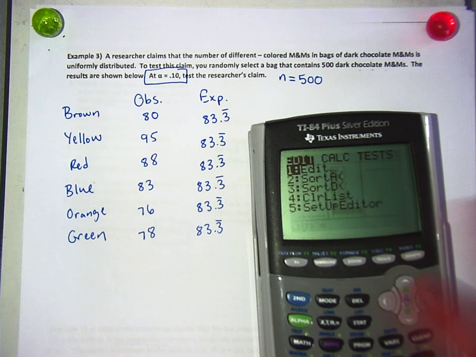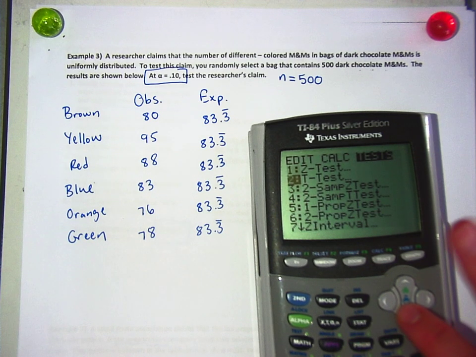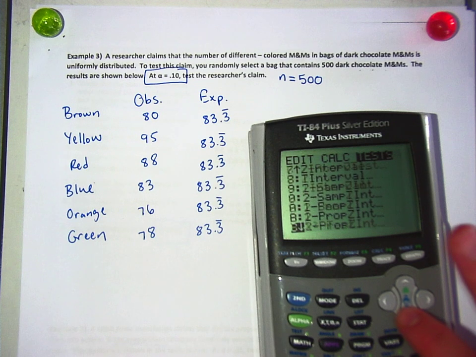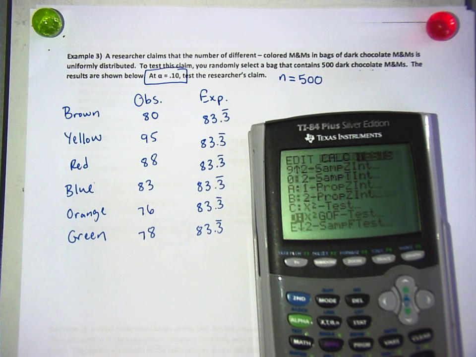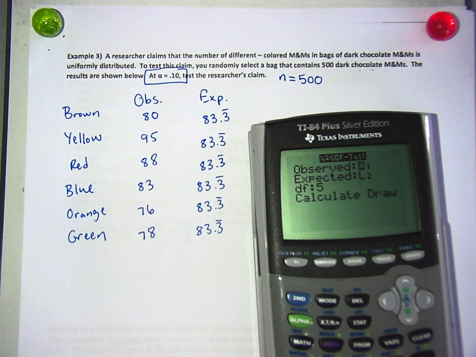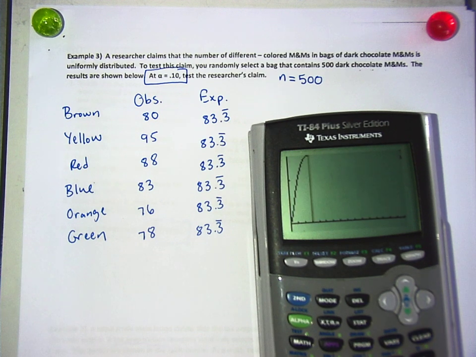Okay, so I'm going to go to Stat, Tests. I'm picking the one that says chi-squared GOF. Observed was L1, expected was L2, degrees of freedom is 5, that's correct. And then we're going to draw it. It did work. The chi-squared value is 3.01.